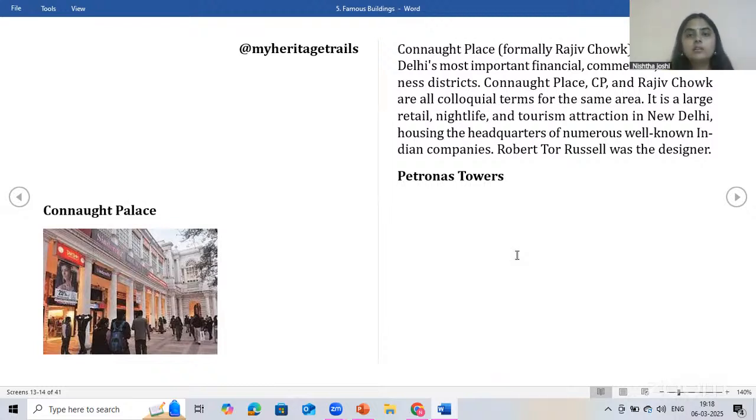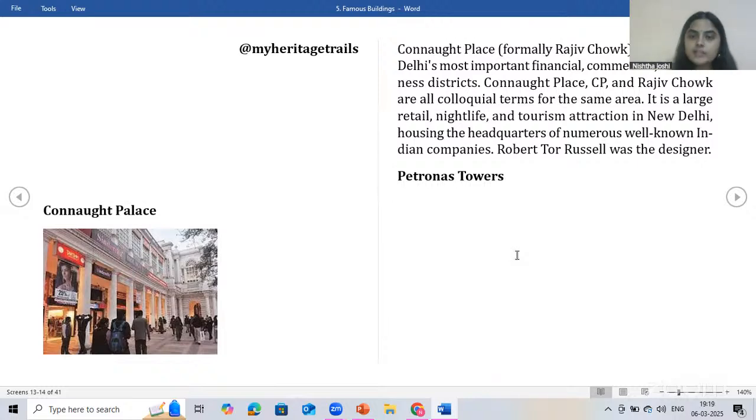It has many white colored buildings, which are colonial era structures, and there are many similar kind of buildings in the same area, which house many brand stores, restaurants, pubs, and offices of many important organizations in India. It also has the head office of LIC and many such remarkable offices in this area only. Connaught Place, CP, Rajiv Chowk, all are names of the same area only. So if any of these words come in the exam, please don't get confused. And this entire place was designed by Robert Tor Russell, who was a British designer.